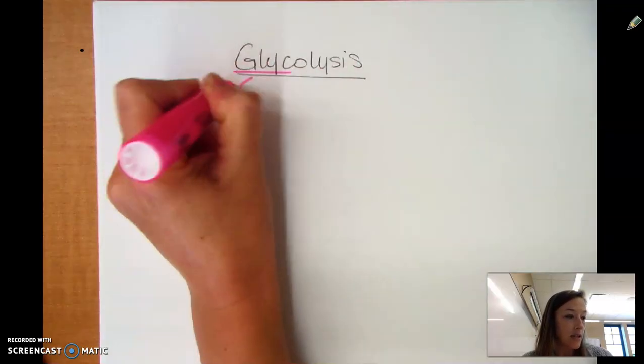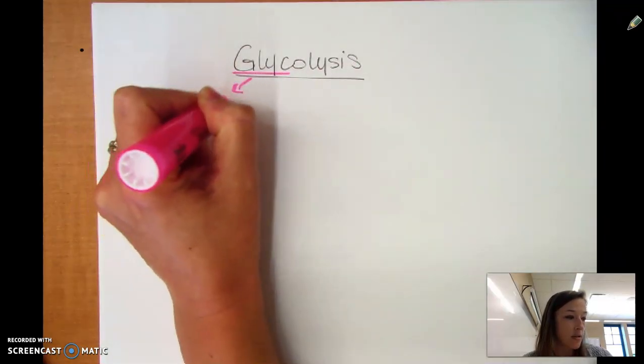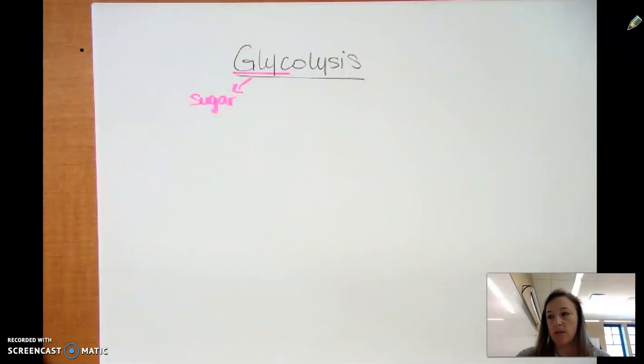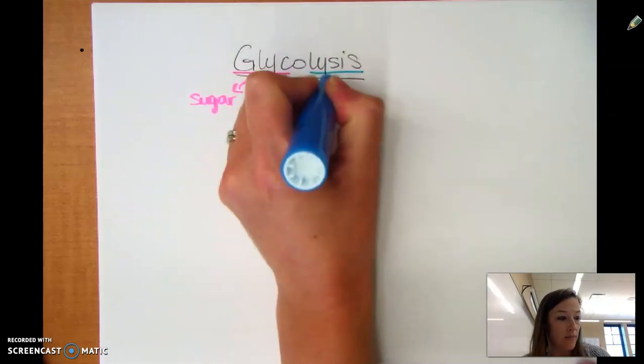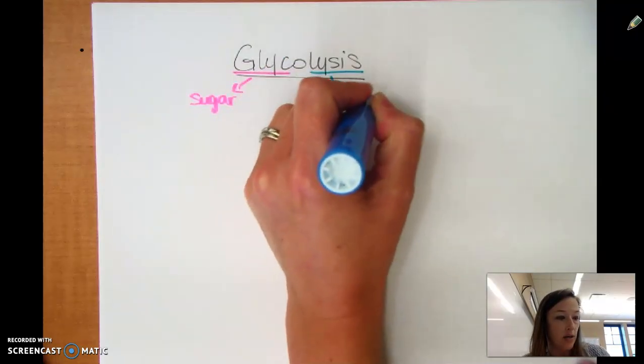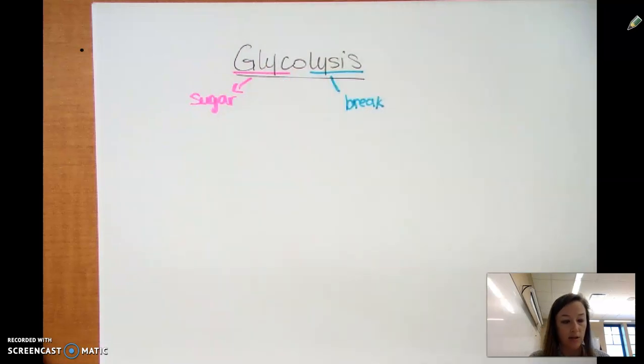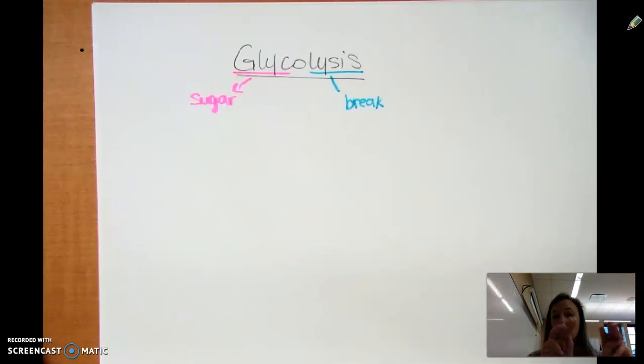Glyc, which means sugar, okay? And so that's why you hear glycogen, glucose. Gluc is another prefix for sugar. And lysis, which means to break or to burst. And so glycolysis is literally the breaking of sugar. We're going to take a 6-carbon glucose and we're going to break it into 2 3-carbon molecules, okay?